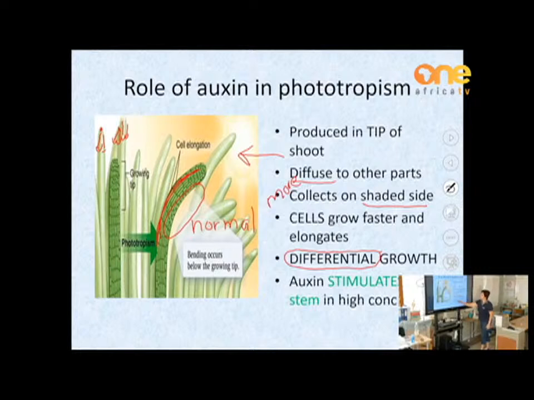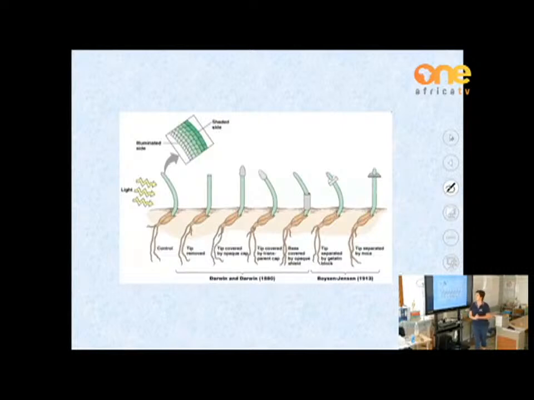And we learn that auxin is stimulating cells in the stem when they are at higher concentrations. So, when we look at this, we see that the light is coming from the side. I have a control, which means for this coleoptile, which means I have a seed that germinated, and that first sheath that is coming out of a grass seed is called a coleoptile. I see that it will bend towards light. If I remove the tip, it will not bend towards light. Why? Auxins are produced in the tip.